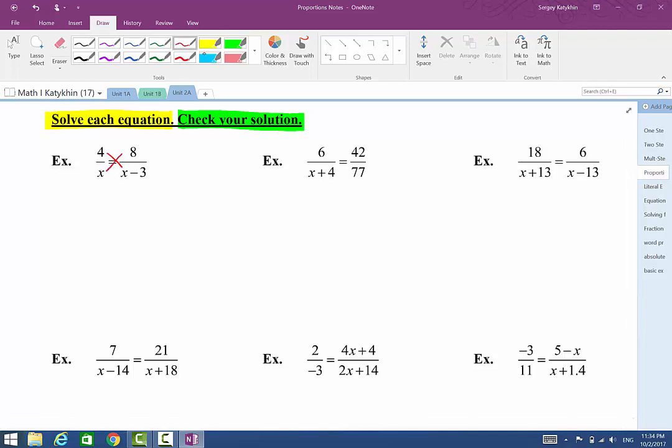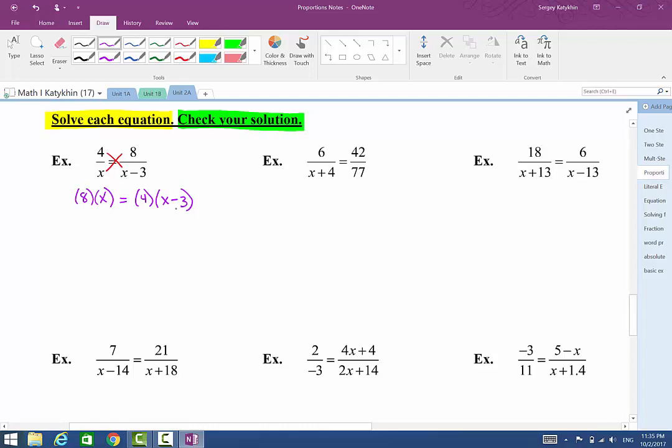When we do that, remember what I said, it really does not matter if I go 4 times x minus 3 or I do 8 times x. But whatever you do, go ahead and write 8 times x is equal to 4 times x minus 3.